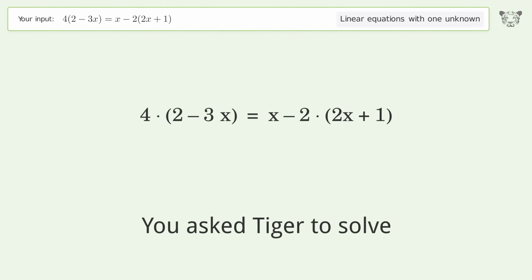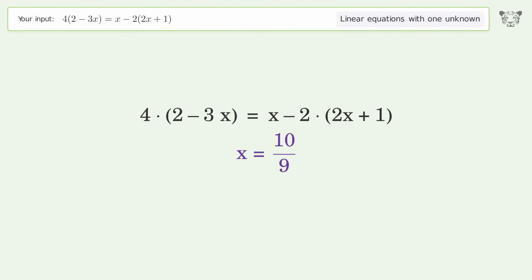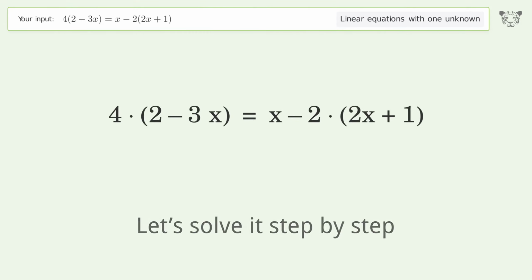You ask Tiger to solve this. This deals with linear equations with one unknown. The final result is x equals 10/9. Let's solve it step by step.